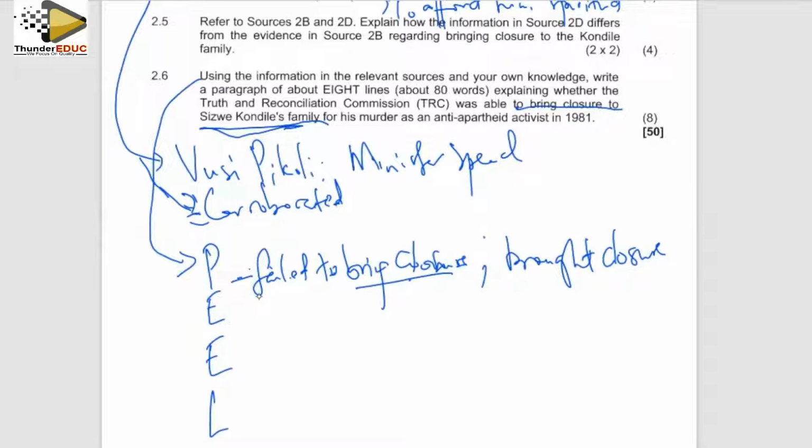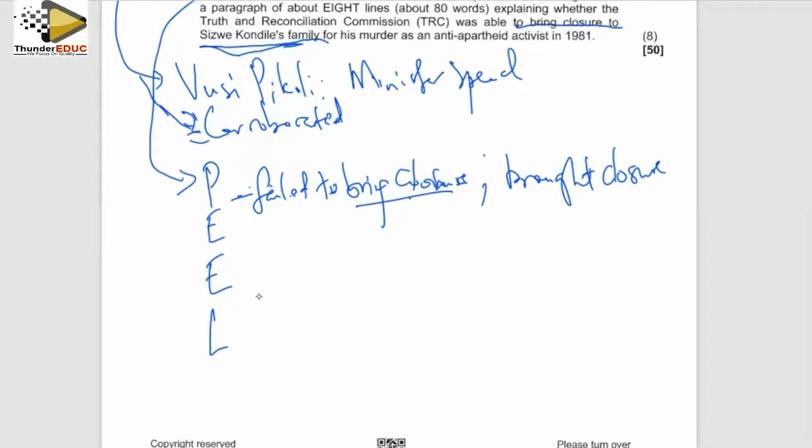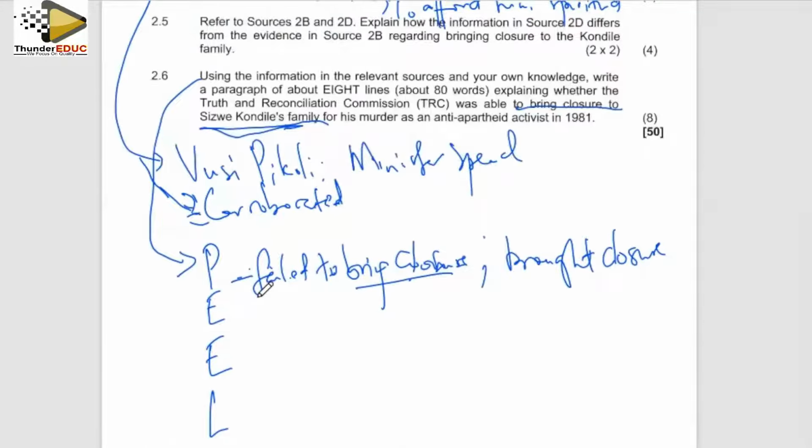So be mindful that whichever side you adopt, you must be able to explain it and give evidence from the sources, and then you are supposed to link. There should be no argument which wanders around. If you are saying the TRC was able to bring closure, then you hold it in that direction and you explain and give evidence in that direction. Or if you say it did not bring closure, then you hold it in that direction and be able to explain and give evidence and link it to your line of argument, which is your answer to the question. That brings us to the end of question number 2.